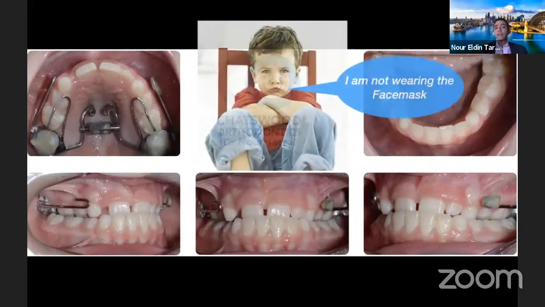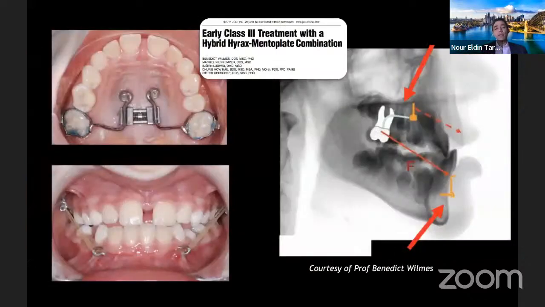But he then said, on the day we were fitting the appliance, I'm not going to wear this. But hang on, remember we discussed this? Nope, I will not wear my face mask. And so that's when we decided, okay, we're going to go maybe with the alternate method, which is the method presented by Benedict Wilms and the group in Düsseldorf, which is using the mentoplate approach.